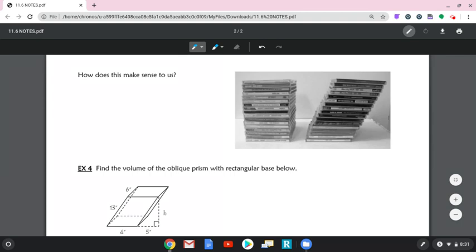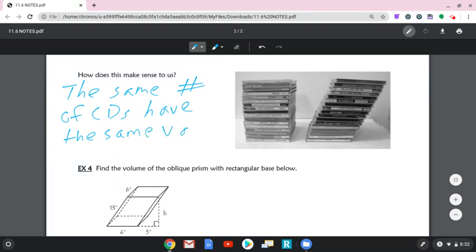So that means if you're looking at this visually, your right stack is your oblique one, and your left is going to be the right prism. So in this case, the same number of CDs fill up the same amount of space. So the same number of CDs have the same volume. And it doesn't matter if this is a right prism and this is an oblique prism. And that's what I wanted you to visually see. And that's pretty much what Cavalieri's principle states.